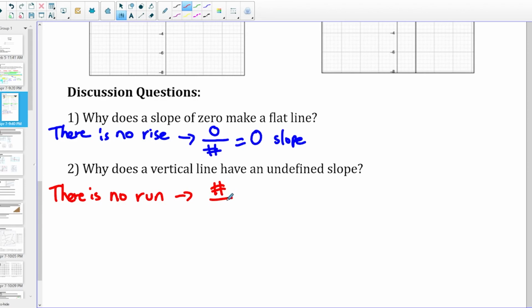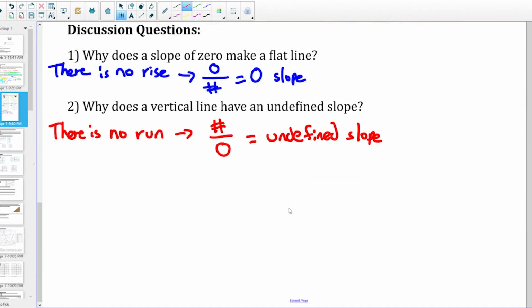Which means if we plug it into our slope formula, any number, and we don't know what the rise could be, it could be 1,000, it could be 1, it could be 1.5, any number divided by 0 will give us an undefined slope. Okay, so once again, if we have no rise, we're going to have a 0 slope. If we have no run, we will have an undefined slope.